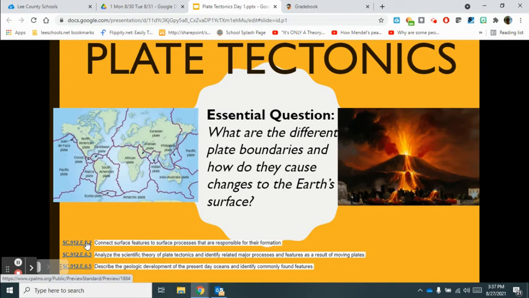The first standard says connect surface features to surface processes that are responsible for their formation. Second one says analyze the scientific theory of plate tectonics and identify related major processes and features as a result of moving plates. And the third one says describe the geologic development of the present-day oceans and identify commonly found features.